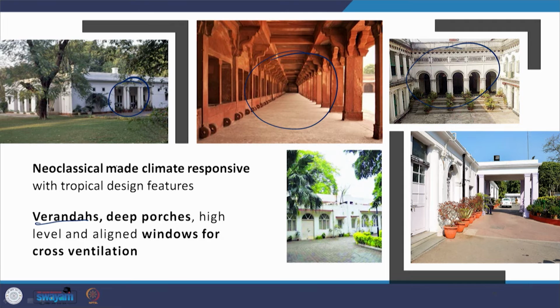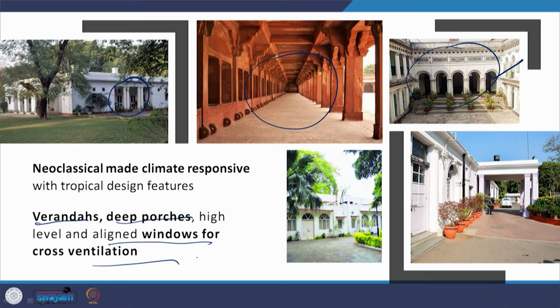Then we have the deep porches, and then there are windows that are aligned for cross ventilation. So this is one thing that is a compulsion for all major architecture that evolved in India, that it has to meet the climatic requirements of the building here, because the buildings in those days, whether the Mughals made them or the British made them, had to be climatically responsive.